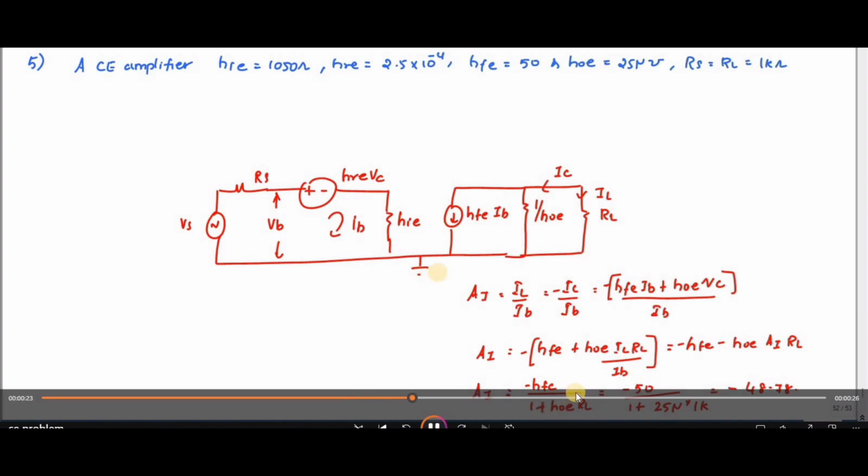If I substitute the values, I will get minus 50 divided by 1 plus 25 micro into 1K. That is nothing but A is equal to minus 48.78. This is approximately equal to minus 50, right? So I can write A is nothing but minus hfe. You can see the current gain value is nothing but minus of hfe.